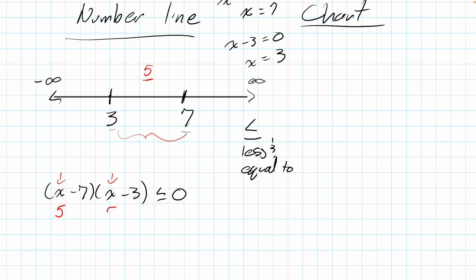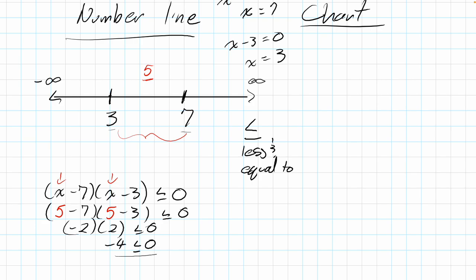We plug in 5 for x, just like if we were trying to find maybe a y-intercept. And then we carry out this little algebra here. 5 minus 7 gives us negative 2. 5 minus 3 gives us positive 2. So we end up with negative 4 is less than 0. And we have to check this. Is this true? Is negative 4 less than 0? Yes, that is true for us.